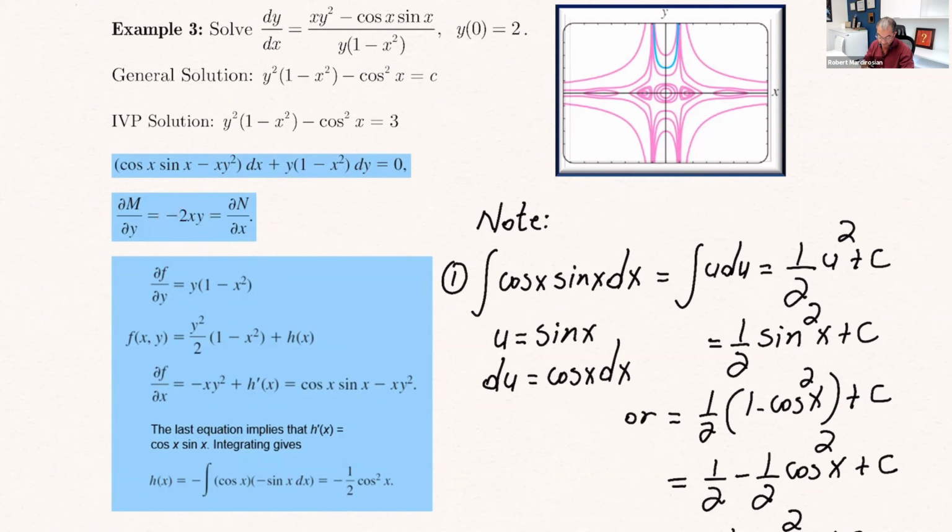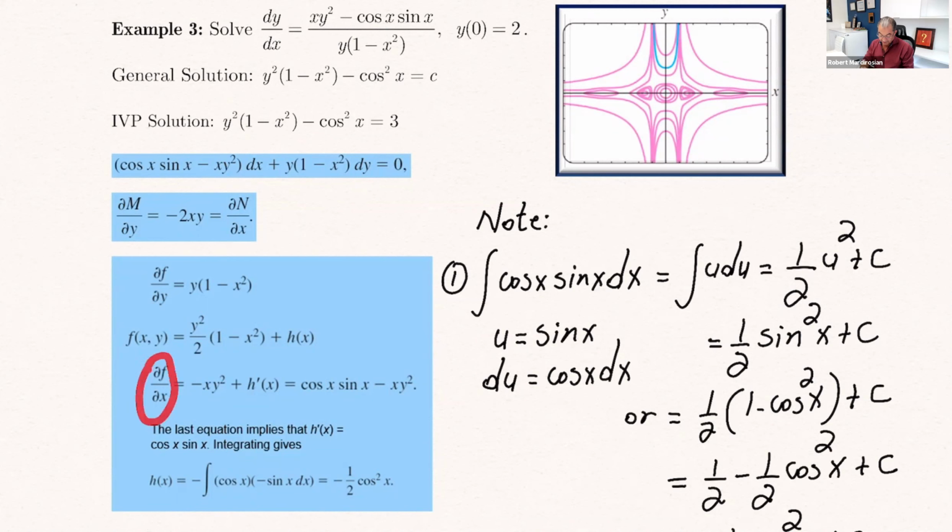Then here you can start, instead of putting df dx equals M of x, because that's probably hard to integrate, you can just say df dy equals N of x, so y times 1 minus x squared. Then here it's easier to find f of x y. You get y squared times 1 minus x squared plus the constant here, which is a function of x, not of y.